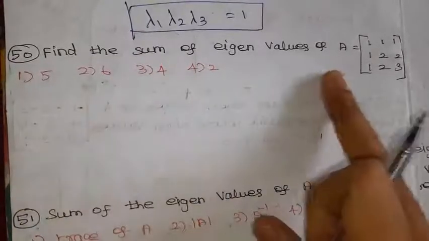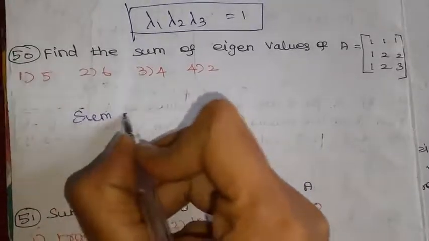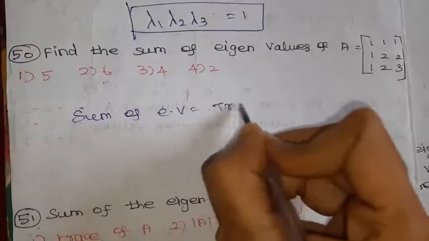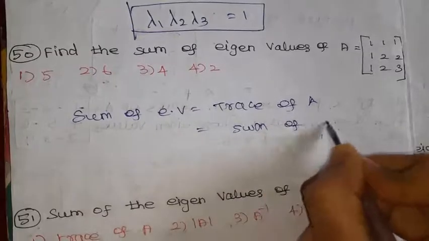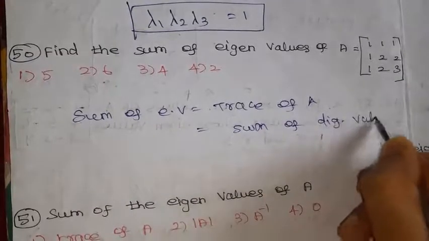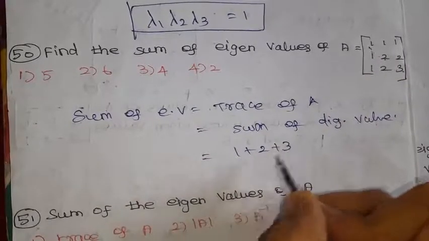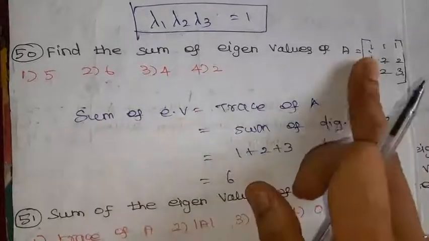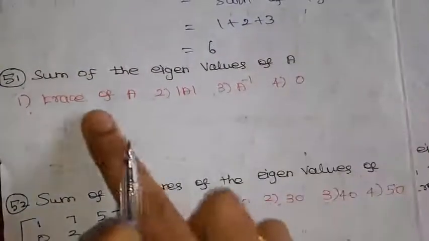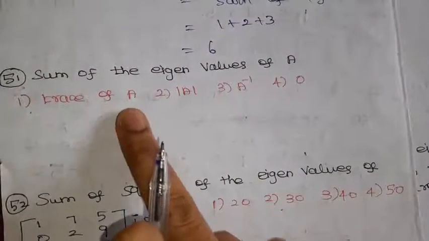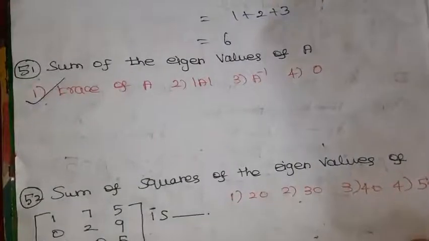Question number 50. Find the sum of eigenvalues. What is the sum of eigenvalues? We know the property: the sum of eigenvalues is nothing but the trace of A. What is a trace actually? The sum of diagonal elements. So diagonal 1 plus 2 plus 3, that is 6. So the sum of the eigenvalues of this given matrix is 6. As I told already, the sum of the eigenvalues of A is nothing but the trace of A. Option A is the right option.